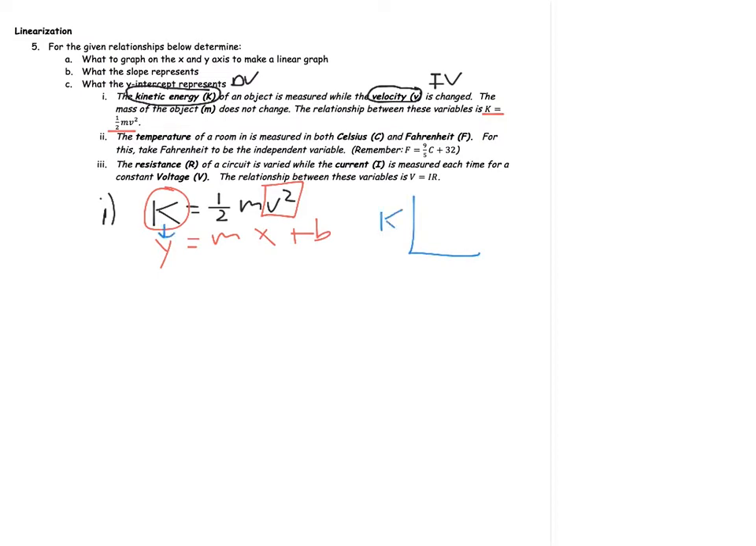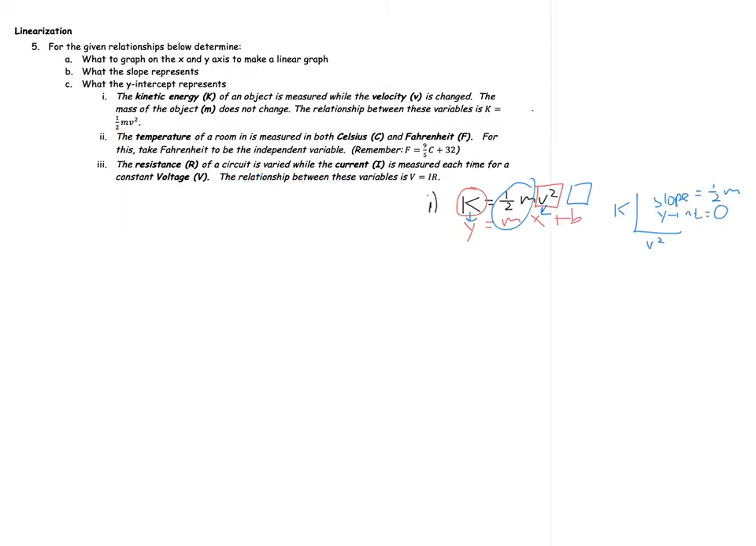My x-axis is going to be v squared, okay, because that independent variable is squared, so we want to make sure we put that on our x-axis, because ultimately we want a line, we want a linear graph. My slope is going to be equal to 1/2 the mass, all right, because that's the constant that's in front of that independent variable, and my y-intercept is going to be equal to 0, because in this case I don't have a y-intercept.